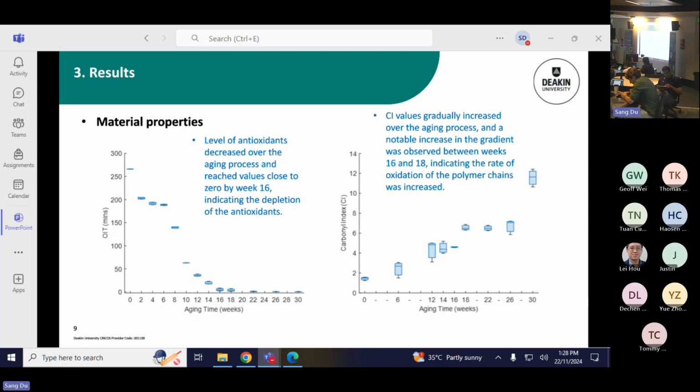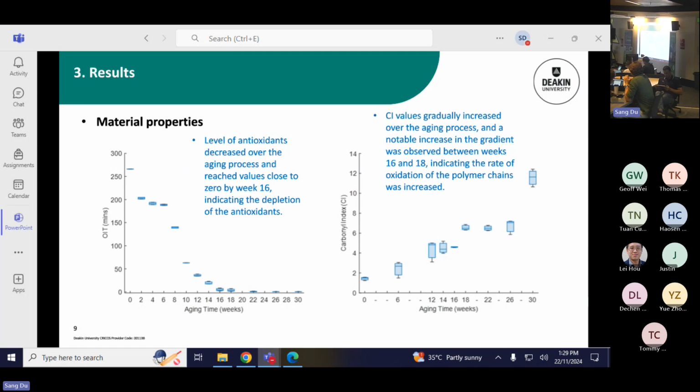Okay, then have a look at the results. From the material testing, we can tell the level of antioxidants. So that's what we can tell. Basically, in all the plastic pipes, we add in the so-called antioxidants to slow the aging process.